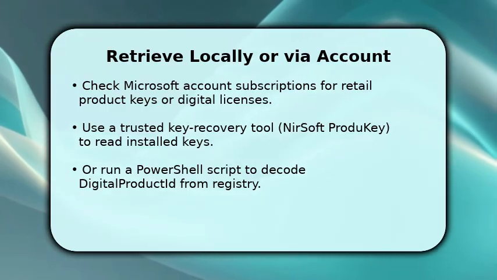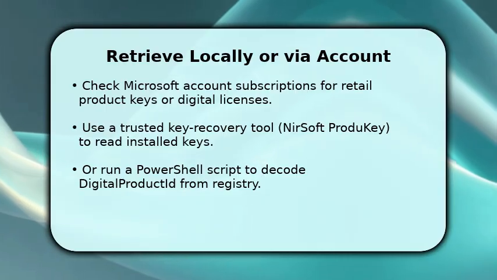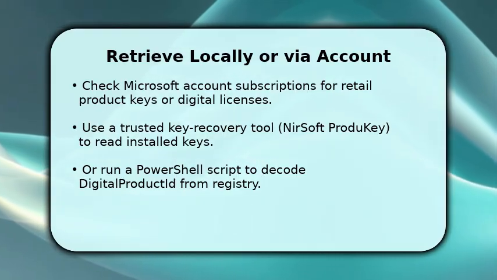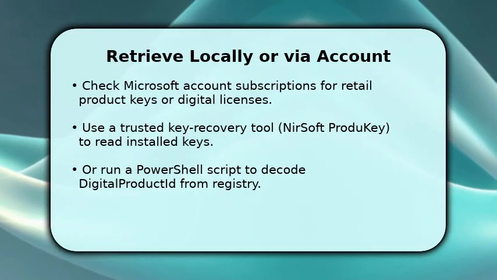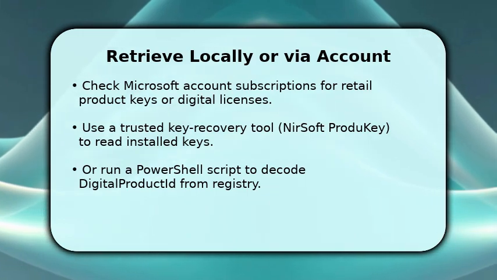Alternatively, run a short PowerShell routine that reads the digital product ID from HKLM\Software\Microsoft\Office\version and decodes the last 5 characters. This helps only some retail/volume installs.